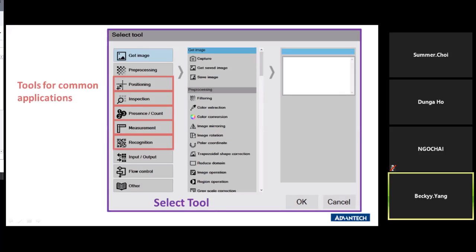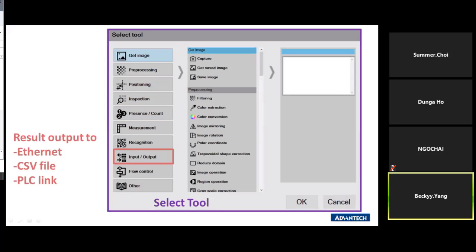There are 4 common applications we use, for example position, inspection, measurement and recognition. And we have 3 types of result output: Ethernet, CSV file and PLC.